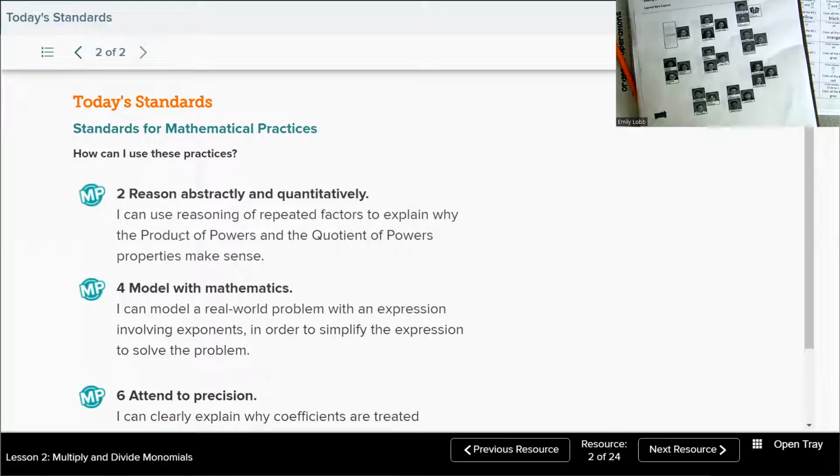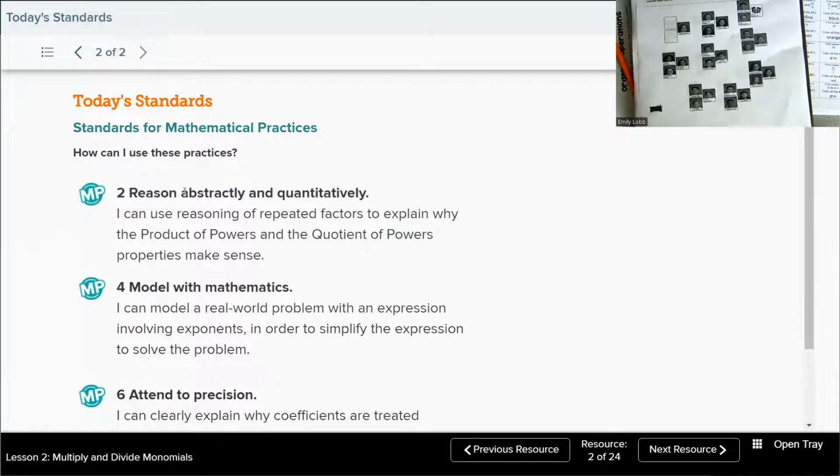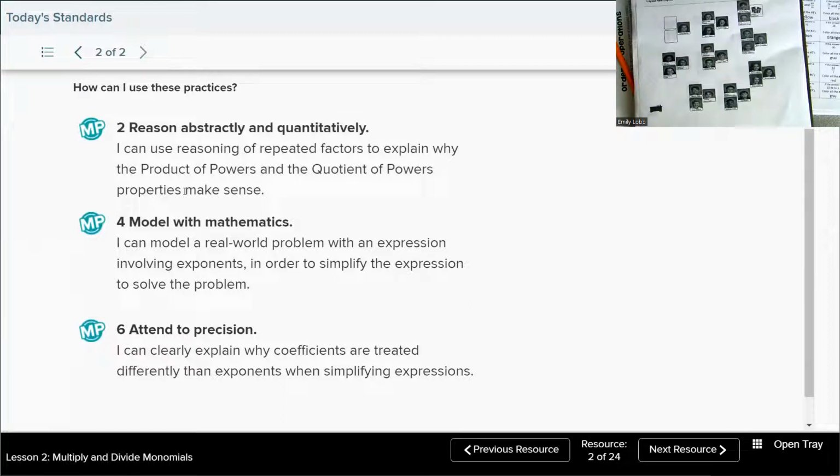How can I use these? So we have to reason abstractly and quantitatively. So I can use reasoning of repeated factors to explain why the product of powers and the quotient of powers properties make sense. So now we're hearing some vocabulary and you might be thinking, I don't know what that means. So these are things we have to firm up as we go through this lesson. What are these vocabulary words, right? What do those big things mean? What's product of powers and what's quotient of powers?